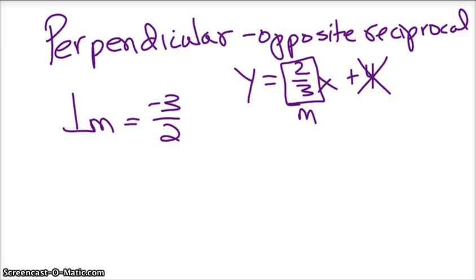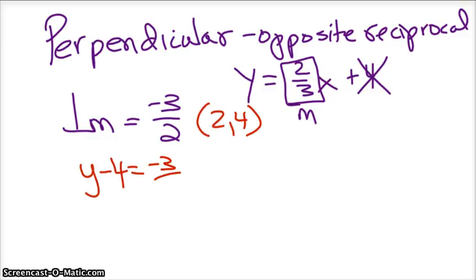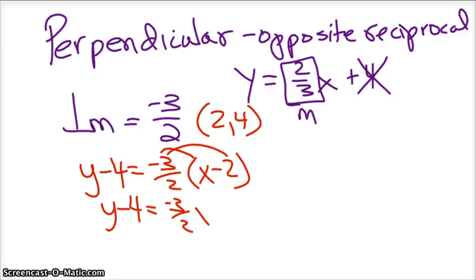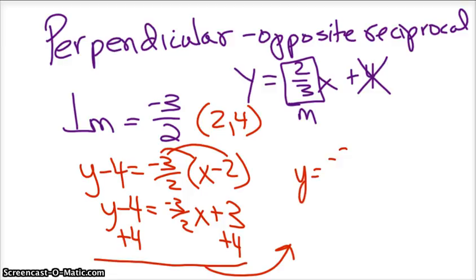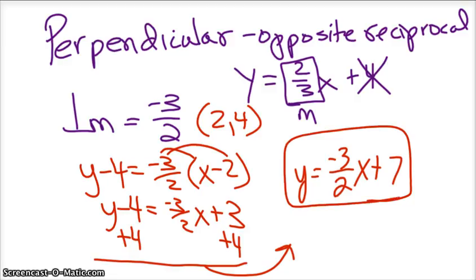We got to go through the point (2, 4). So we go y minus 4, use our new slope, and x minus 2. Now do the distributive property. So we have y minus 4 is equal to negative 3/2 x plus, because it's a negative times a negative, so it'd be plus 3. And then we do plus 4 right here, plus 4 right here. I'm going to show my work over here. Y equals negative 3/2 x plus 7. This line is going to hit this other line at 90 degrees because the slopes are opposite reciprocals. All right, moving on to the last question here.